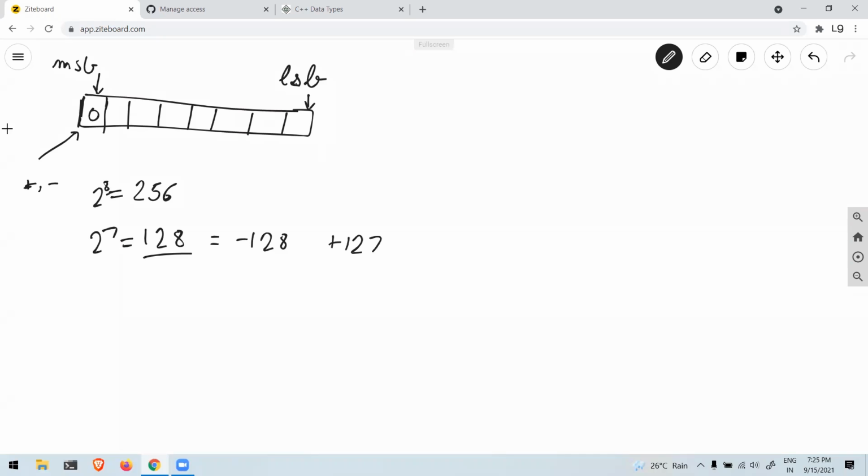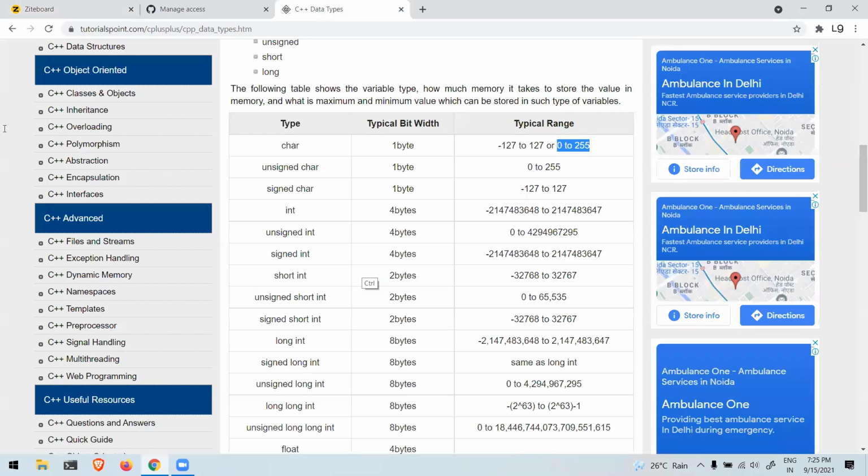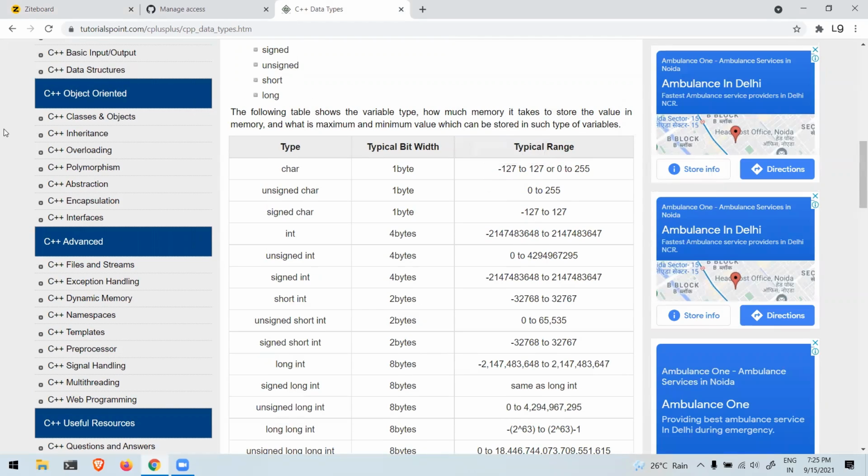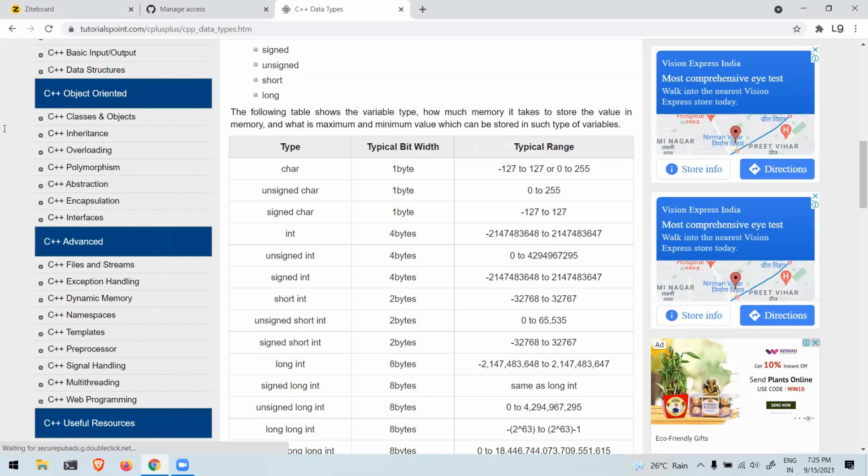Why is it not 128 over here? Because in the middle there is a 0 also. So to account for 0, such that you have a total of 256 values, the negative range will always be 1 more than the positive range. If you look over here, they have a slight mistake. It should be 128, it shouldn't be 127. And the total range is still 0 to 255. If you put both positive and negative values, it's going to be like this. If you put only positive values, it's like this.